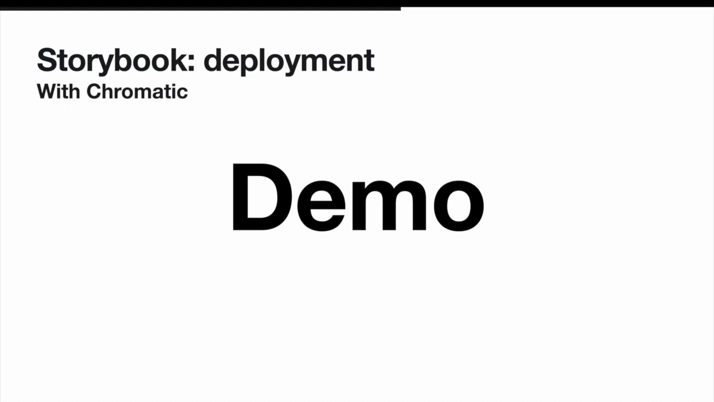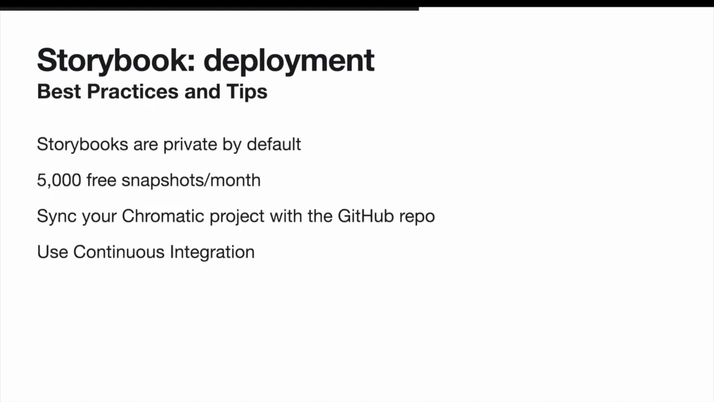So that was the last demo. So now I can keep the mic. Best practices and tips related to deploying on Chromatic. So again, Storybooks are private by default. So if you want to keep them close to your collaborators, that's fine. But if you want to share them to everyone, which is the case in this presentation, don't forget to toggle them and set them to public.